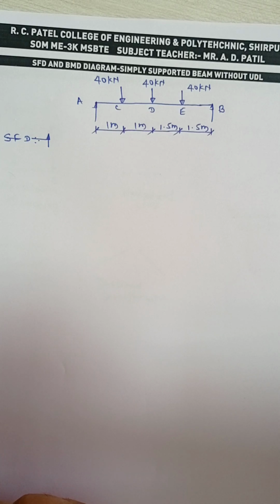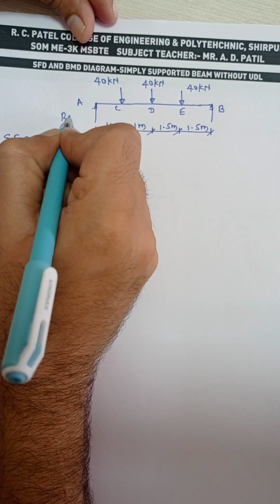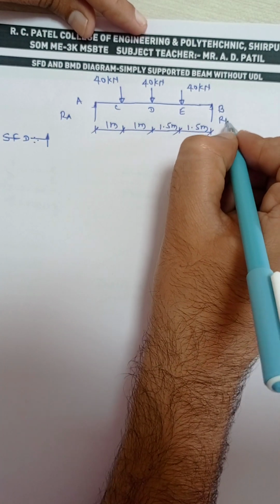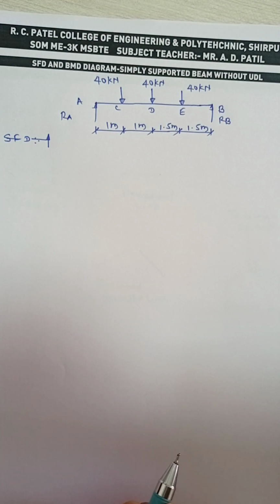In last video we discussed how to draw the SFD BMD. Now we will solve the numericals on the simply supported beam without the UDL. As per the given diagram, we know that at the support points, A and B, reactions RA and RB will be generated. So first we have to find RA and RB with the analytical conditions.